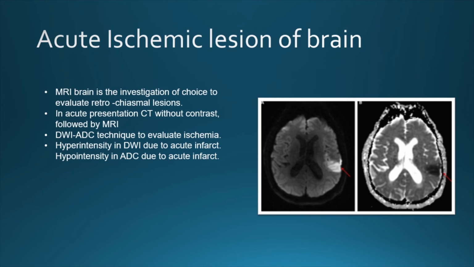In cases of subacute or chronic infarct, the DWI image will be brighter, but the corresponding ADC image will not show hypointensity in subacute or chronic lesions.